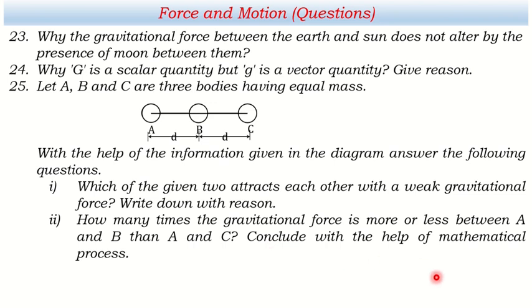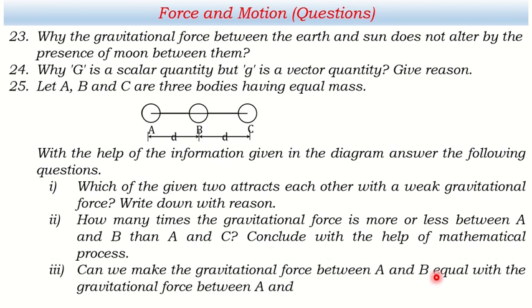Okay, now try it. Can we make the gravitational force between A and B equal to the gravitational force between A and C by changing their mass? How? Can we make them equal? Gravitational force between AB and AC can be made equal.